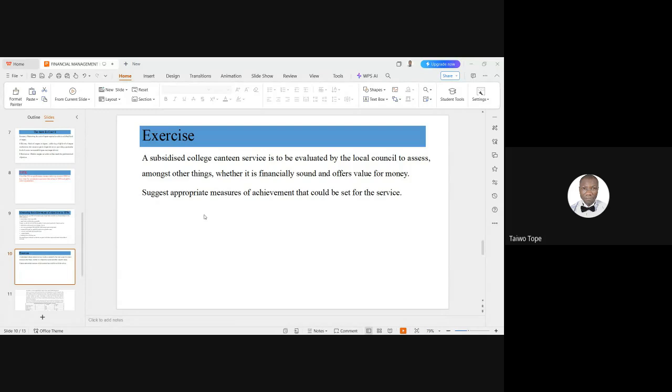Now, the question also says offers value for money. When you hear value for money, you should measure the three items under value for money. What are those things? The economy, the efficiency, effectiveness. So under the economy, what will you look at? Yes, somebody should talk regarding the economy. The inputs, you said? The inputs, the staff or the cash.